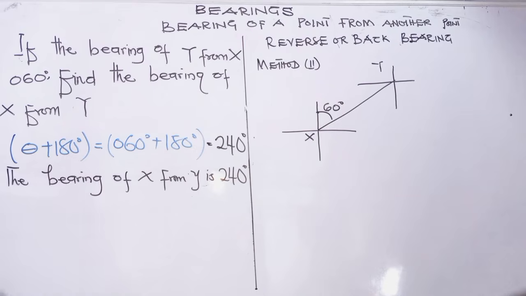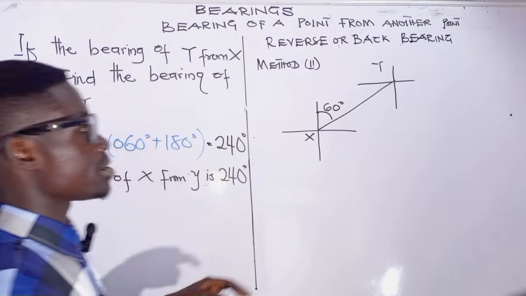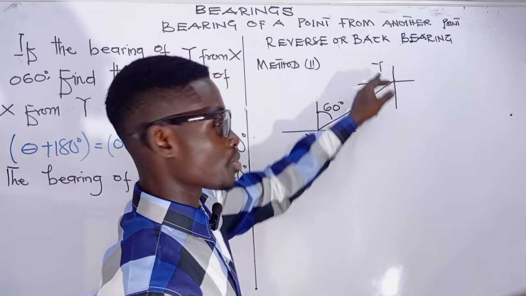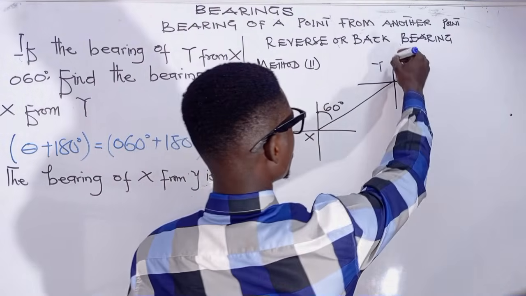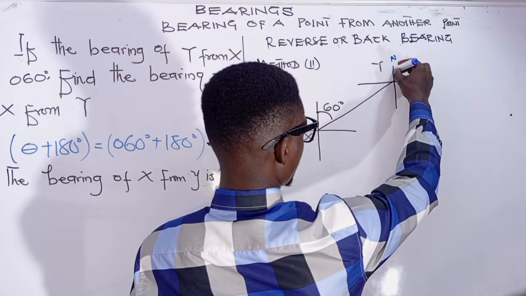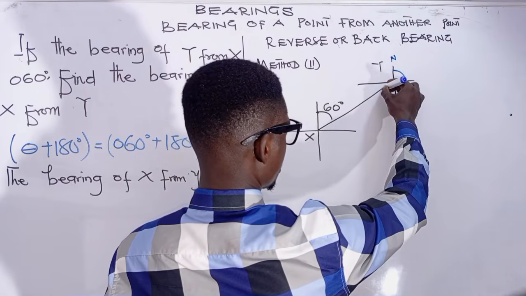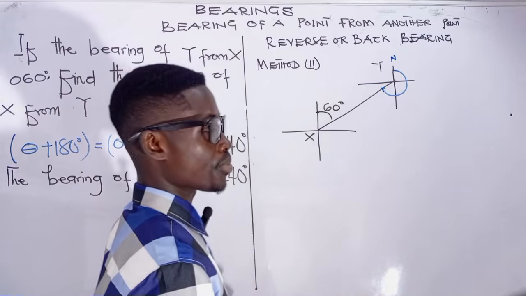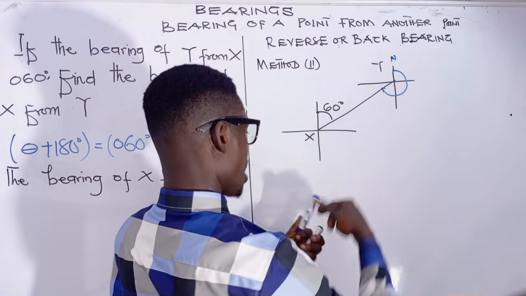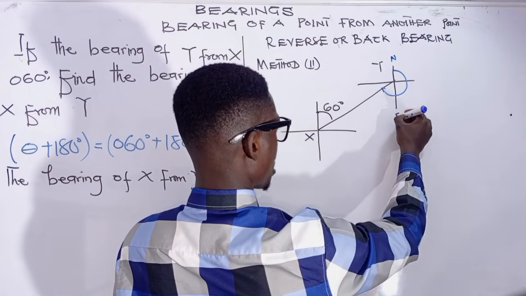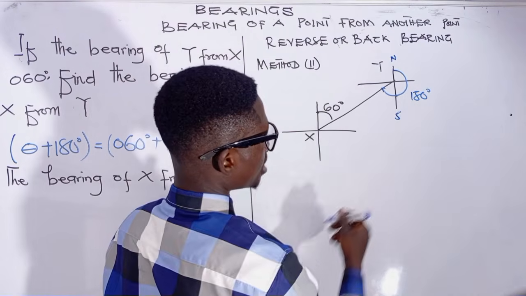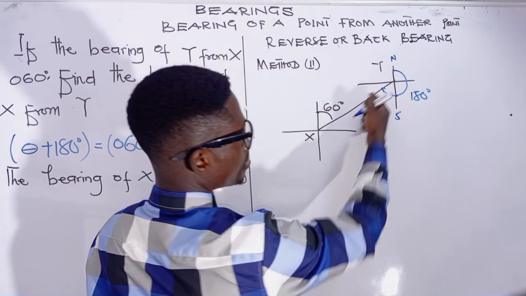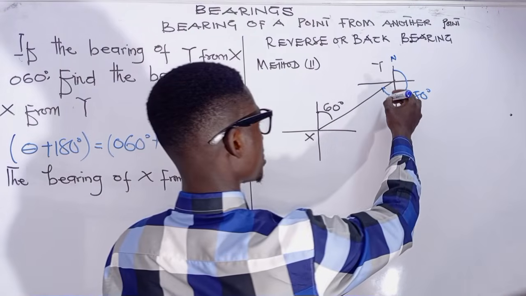Now we want to find the bearing of x from y. The bearing of x from y. So we are going to start measuring from the north. This is the north, so we have from here up to this terminal point. We know that the angle from the north to the south is 180 degrees, right? We want the angle from the south to this terminal line, which, let's call it, angle theta degrees.